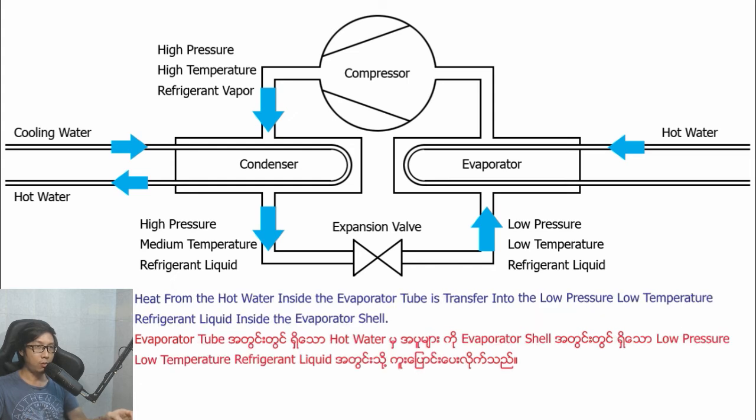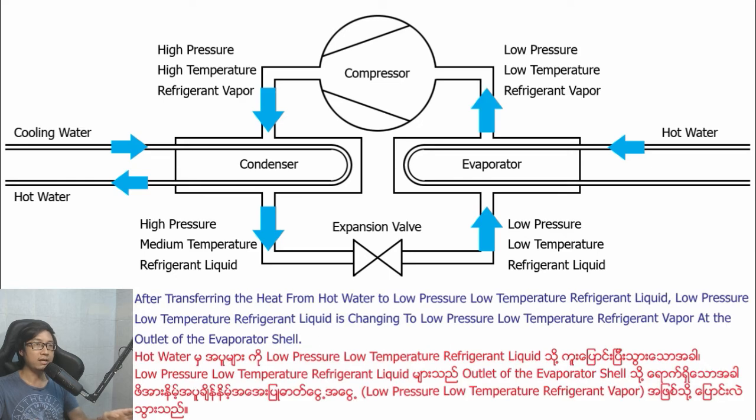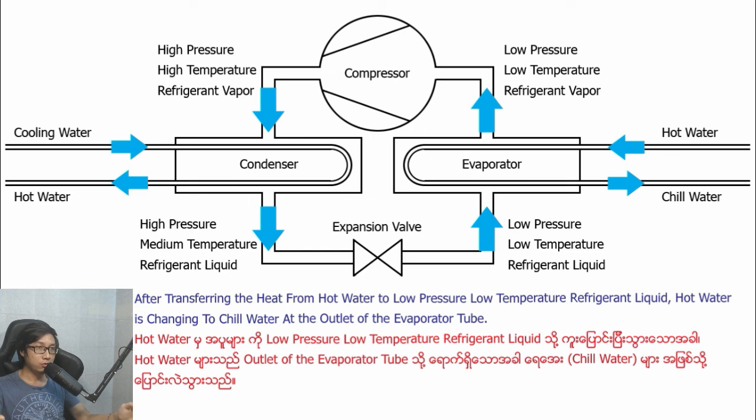Heat from the hot water inside the evaporator tube is transferred to the low pressure, low temperature refrigerant liquid inside the evaporator shell. After transferring the heat, the low pressure, low temperature refrigerant liquid changes to low pressure, low temperature refrigerant vapor at the outlet of the evaporator shell. The hot water changes to chilled water at the outlet of the evaporator tube.